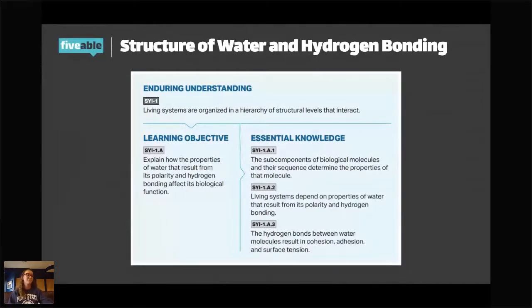And then you can see SYI1A3. Wow, they've really made these quite the mouthful since the redesign. But it says the hydrogen bonds between water molecules result in cohesion, adhesion, and surface tension. I always like to do stations here that allow students to see a bunch of these properties. I'm sure we've all done or plan to do water droplets on a penny.